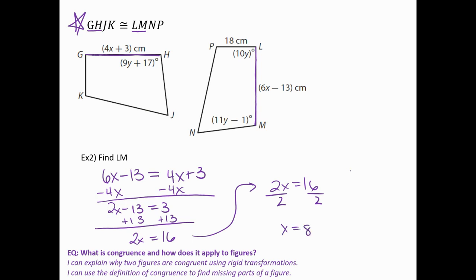Now, be super careful, because right there I have x equals 8, but I have not answered the question. The question was to find the length of LM. So I would go back to my expression for LM, which was 6x minus 13. I'm going to plug in my 8 and figure out what this equals. 6 times 8 is 48, minus the 13, I get 35. So the length of LM equals 35.